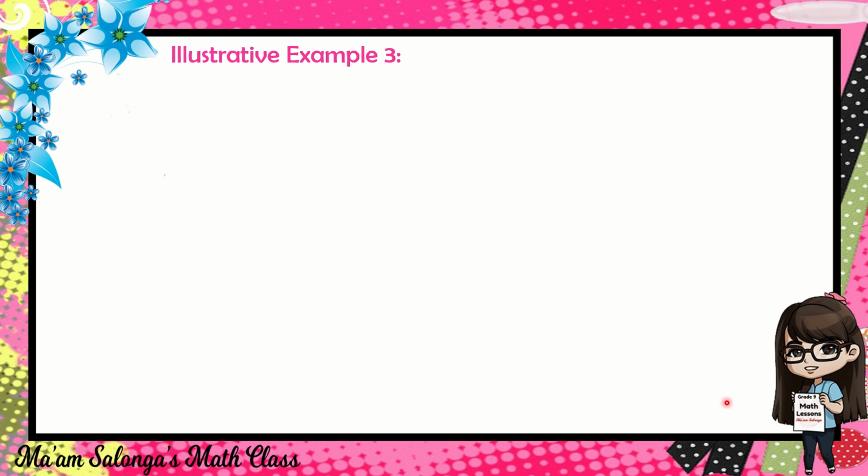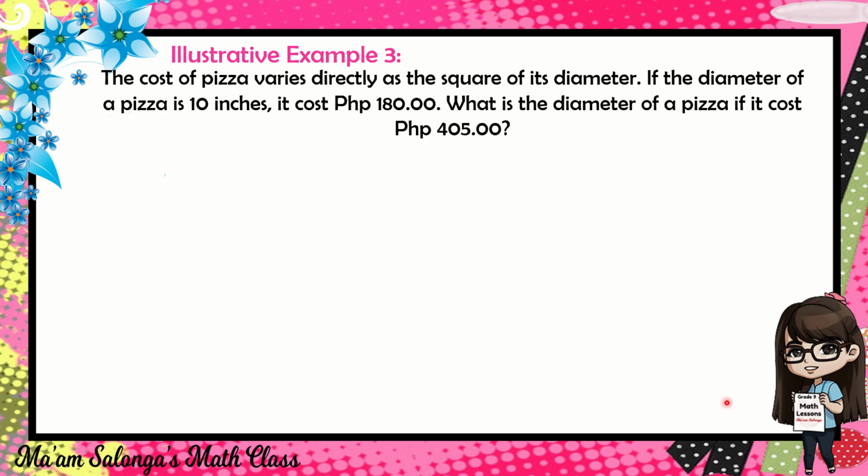Next, illustrative example number 3. The cost of pizza varies directly as the square of its diameter. If the diameter of a pizza is 10 inches, it costs 180 pesos. What is the diameter of a pizza if it costs 405 pesos?